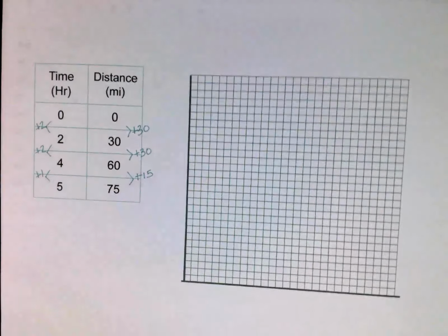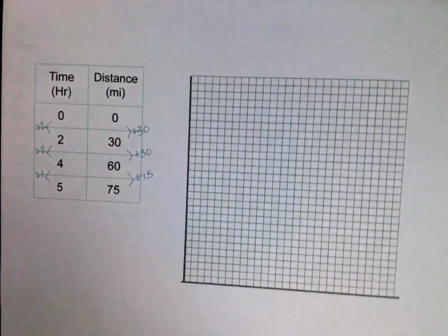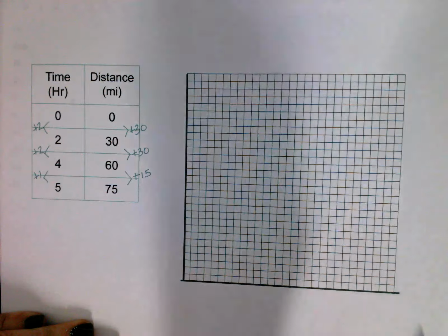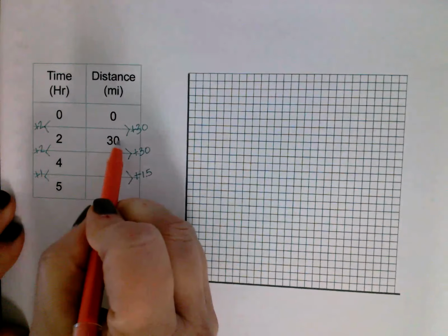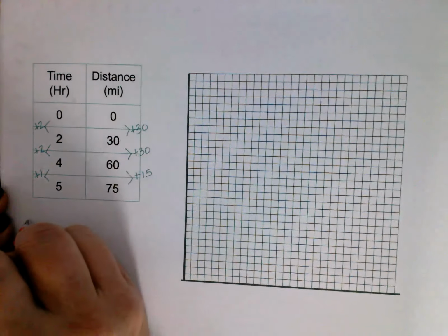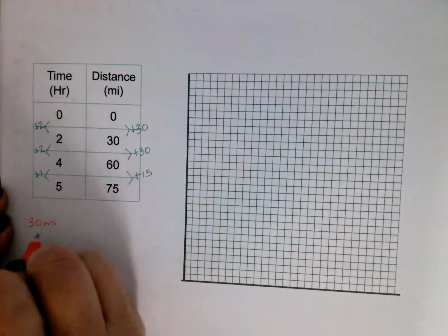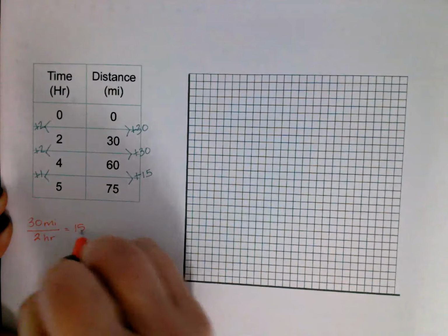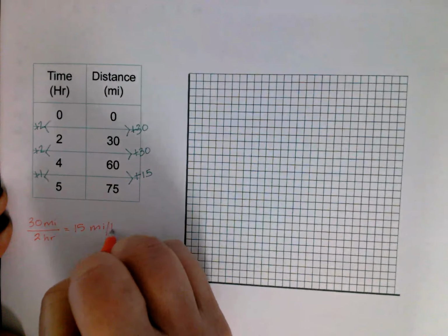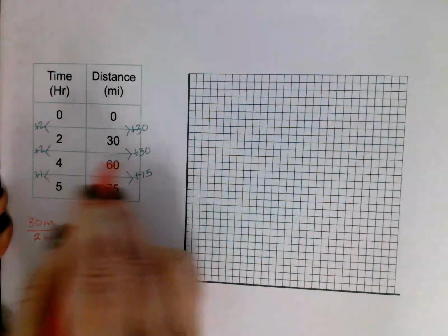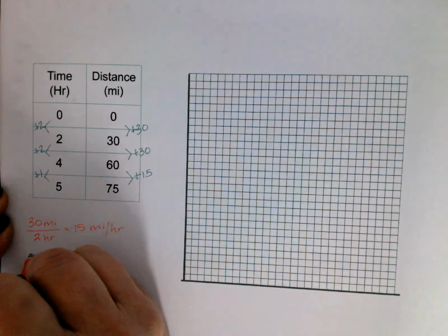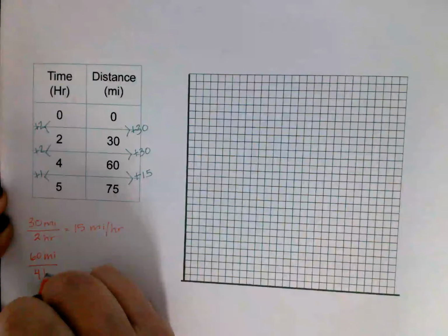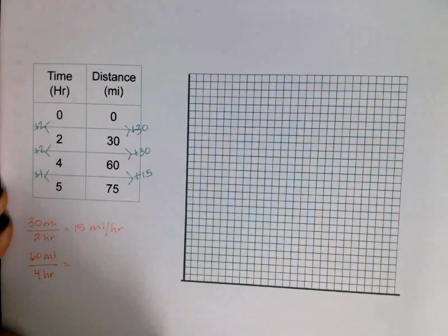If we want to think about, is this proportional, as we discussed with Rose Taylor, remember how we would do that. We would look directly across and we would say 30 miles in 2 hours equals 15 miles per hour. We would compare it to the next one. 60 miles in 4 hours. What does that equal?